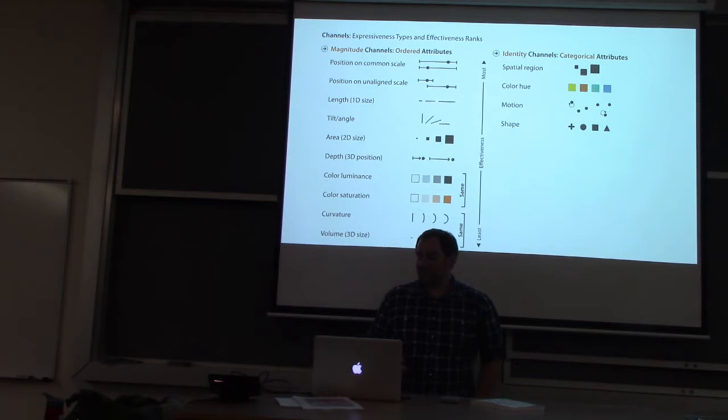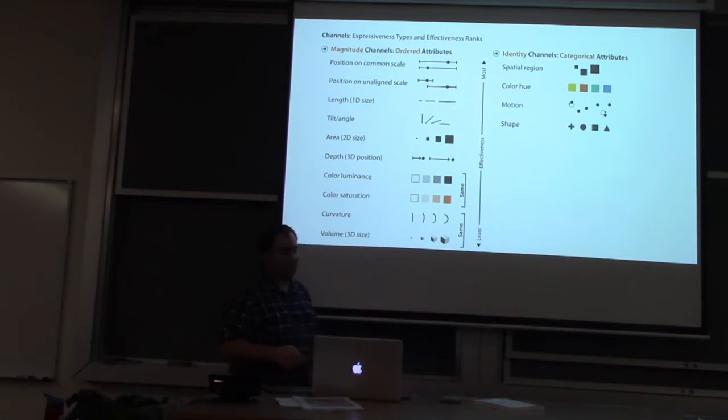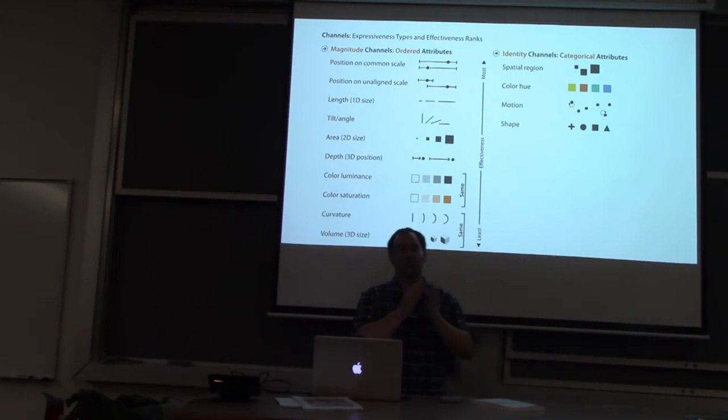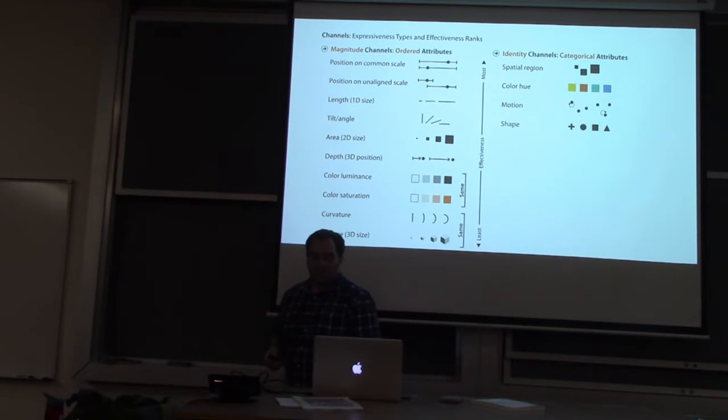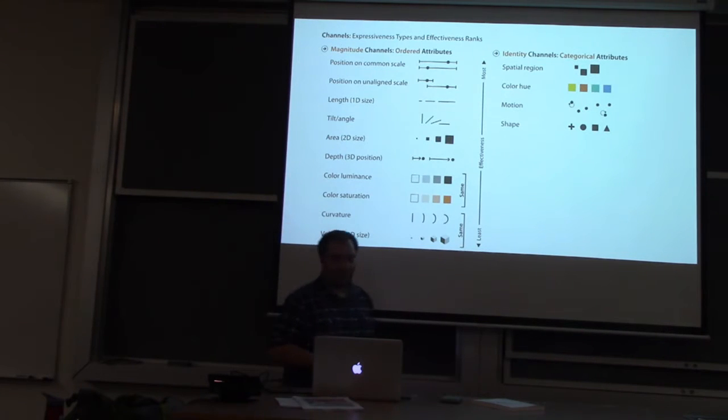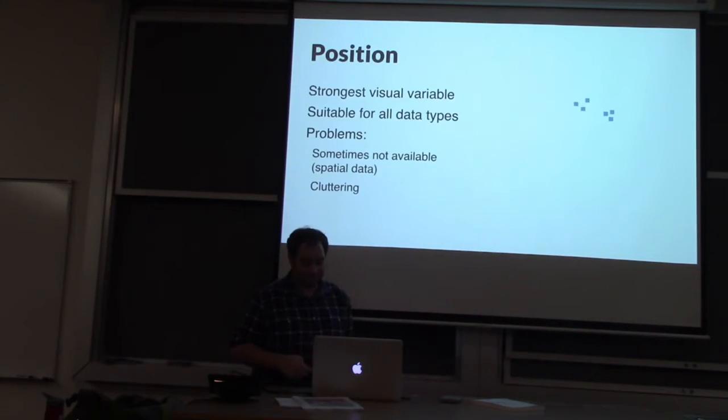For identity channels for categorical attributes, the best one is spatial region. That is, for example, commonly used in bar charts, where we have one bar per category. Color hue is possible. Motion and shape. Motion, however, is of course tricky.